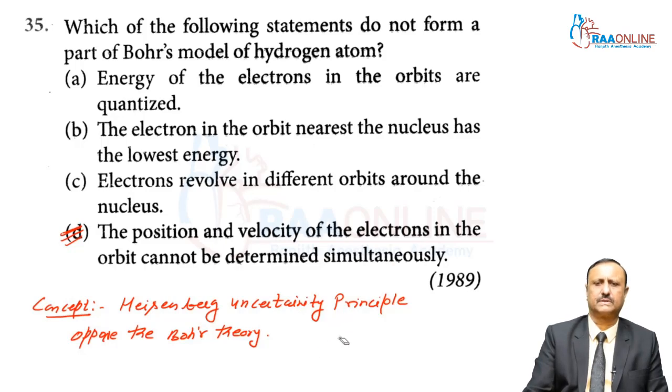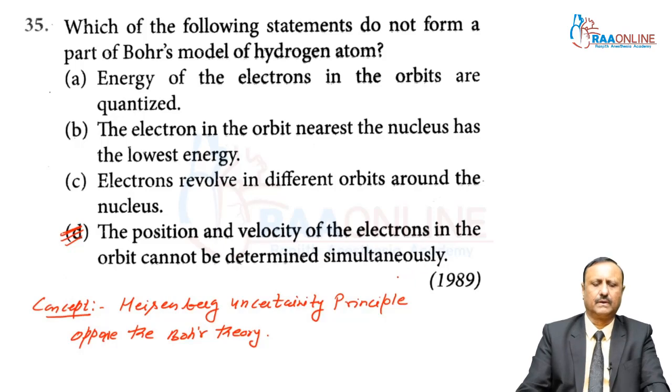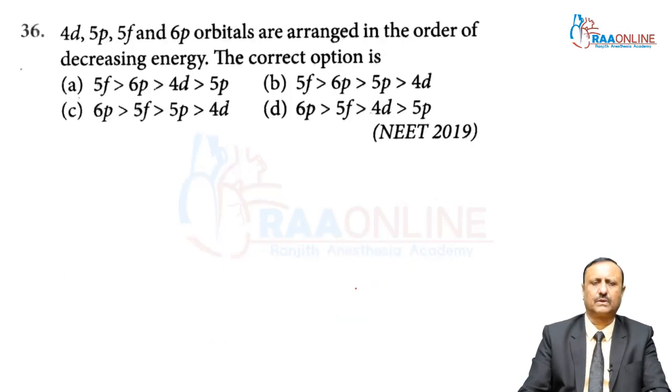So, my dear students, this is the answer. Question number 35, you can answer D. Now, we can go to question number 36. 4d, 5p, 5f, 6p orbitals are arranged in the order of decreasing energy.